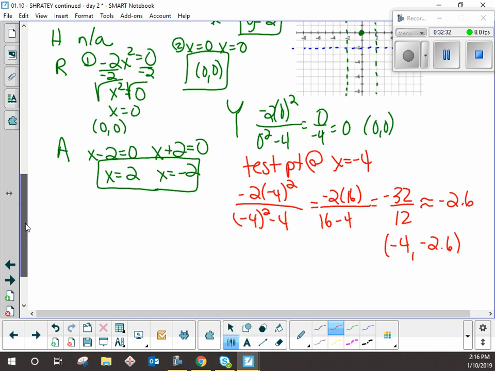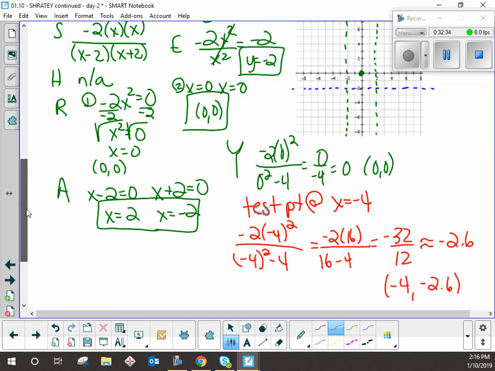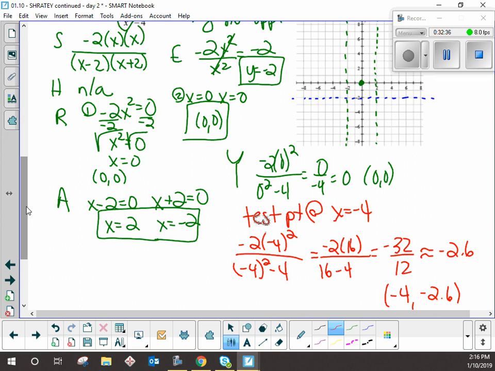So I'm going to put that in my graph: -4 and -2.6. This was the information I needed to get that left side graphed. Once I get that left side graphed, everything else is just like filling in the pieces of the puzzle.